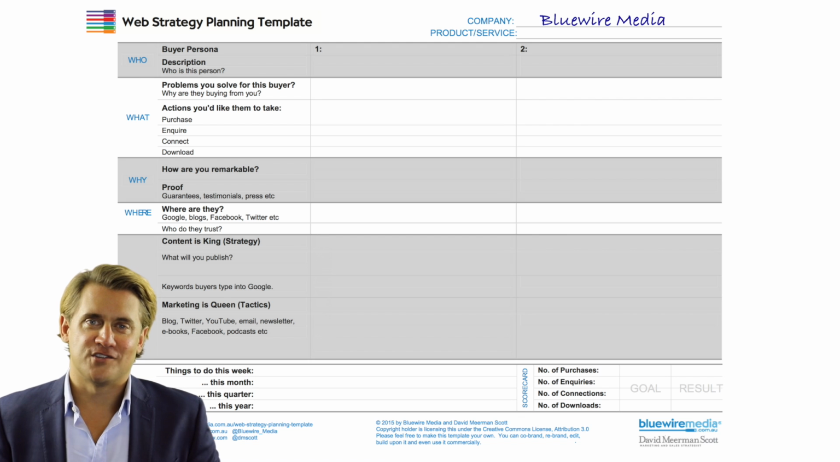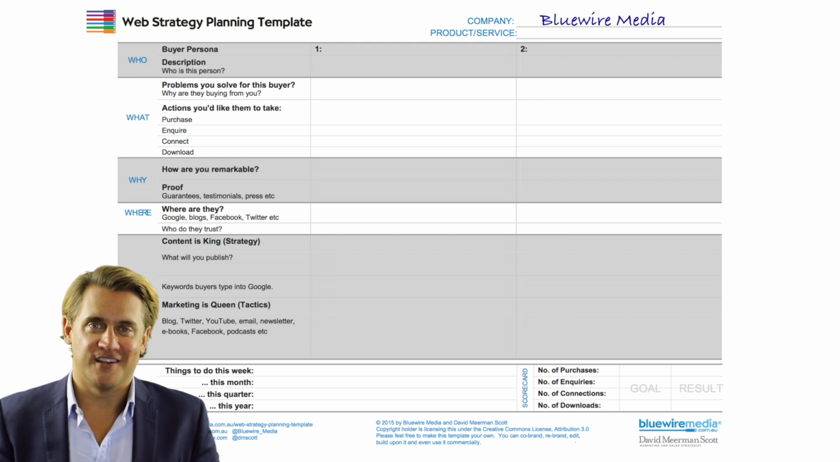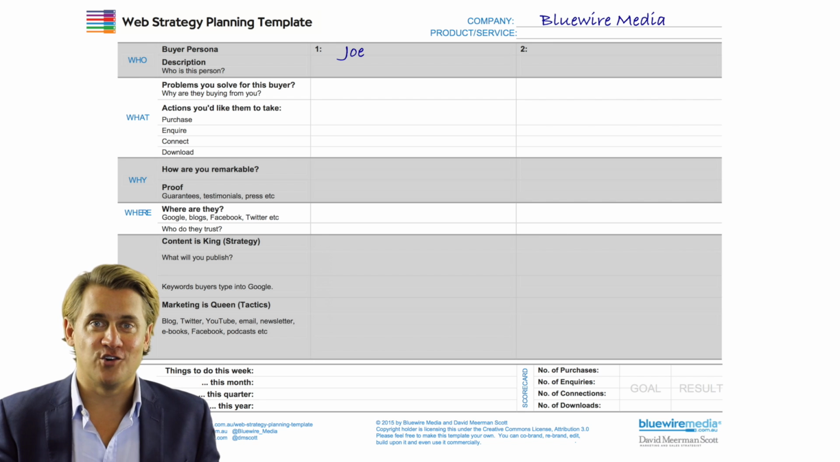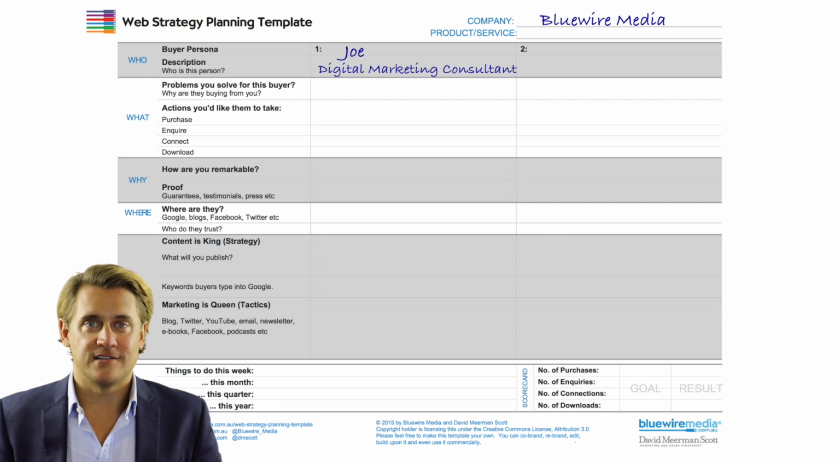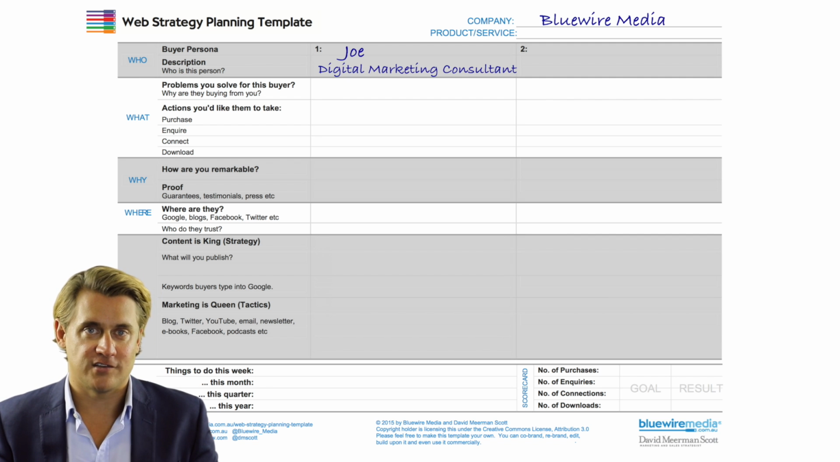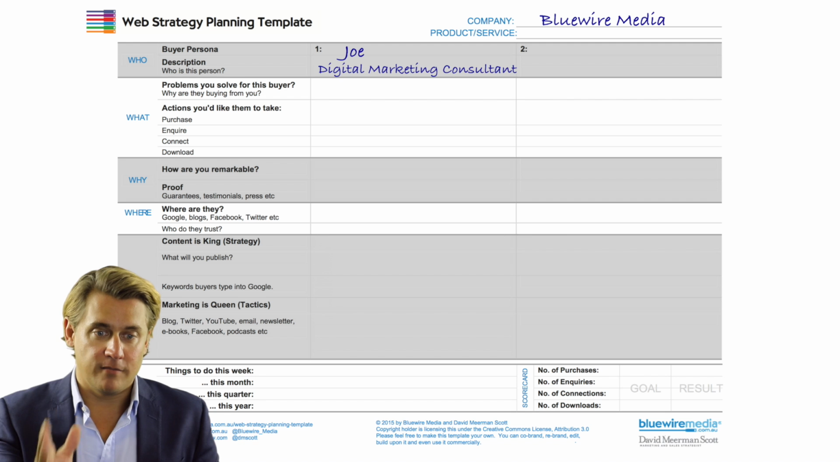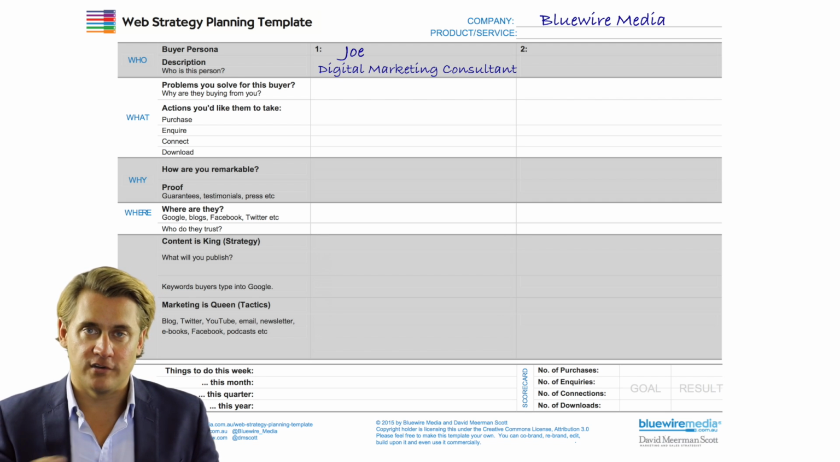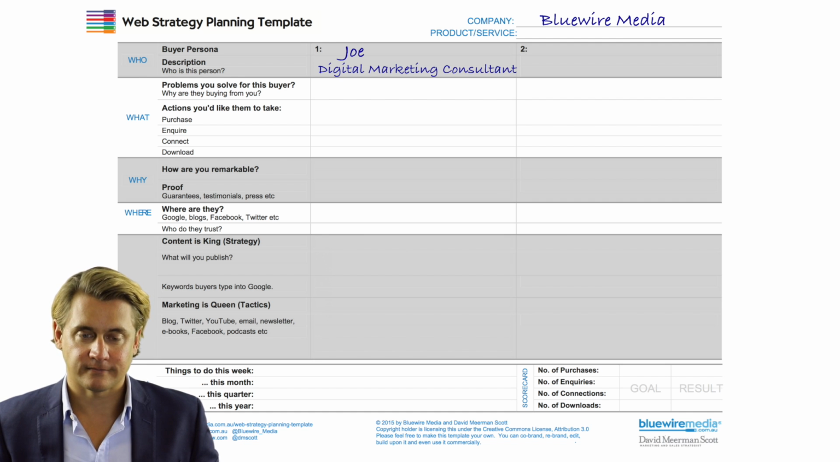Now when it comes to buyer personas, I do like to encourage you to give them a name. For example, one of my buyer personas is Joe. And I've got a detailed description of Joe, who is a digital marketing consultant, and I have got that documented so I know exactly who Joe is, what he looks like, and what his goals and aspirations are. So I have that in mind and I can put that description in this template. So I put the description in that top part, the who part.